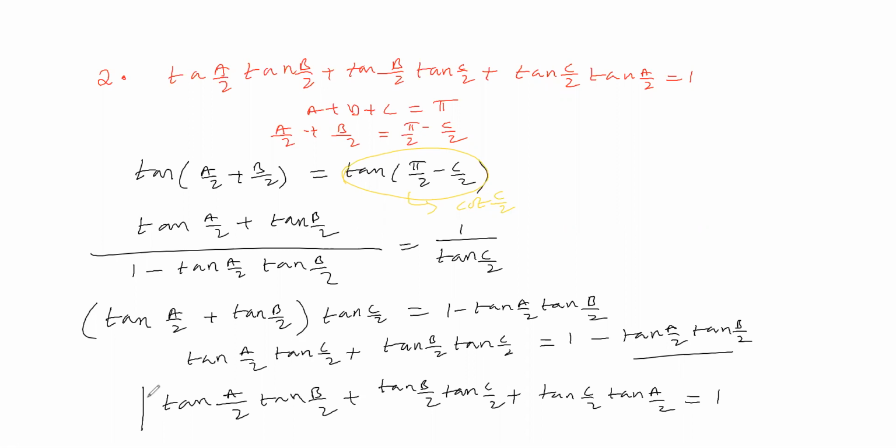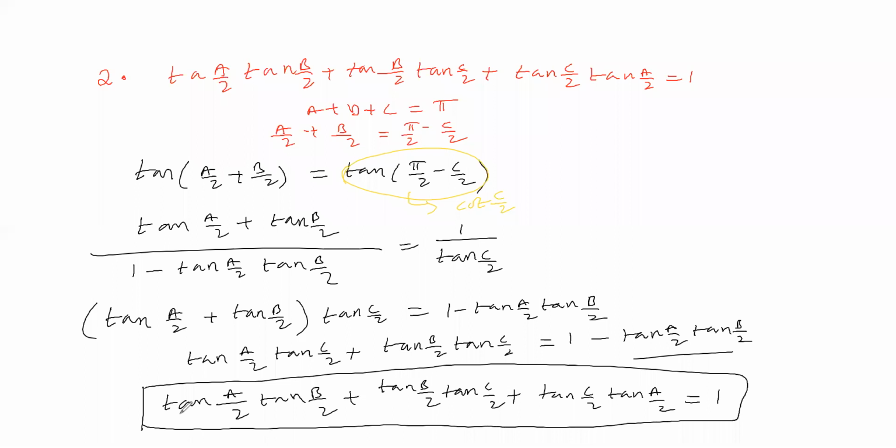So this is the second result. When you are given a triangle and the sum of angles A plus B plus C equal to 180, then the result is tan A by 2 into tan B by 2 plus tan B by 2 into tan C by 2 plus tan C by 2 into tan A by 2 is equal to 1. So this is one relation.